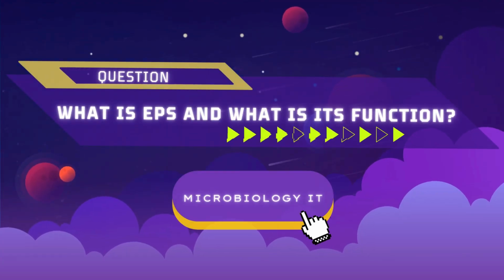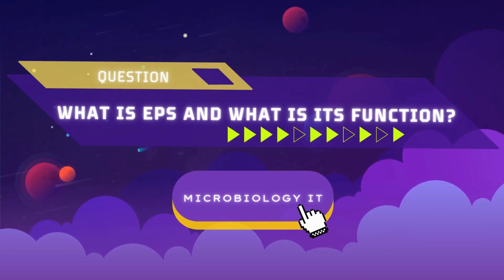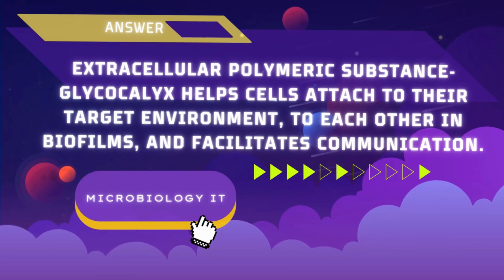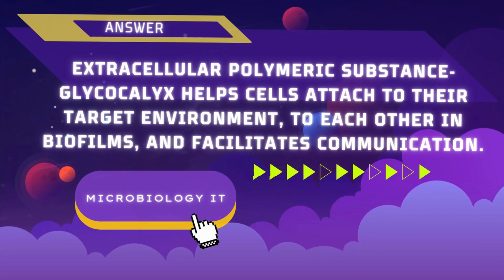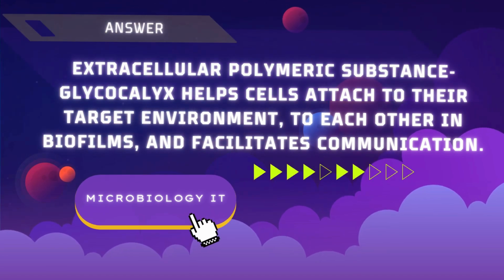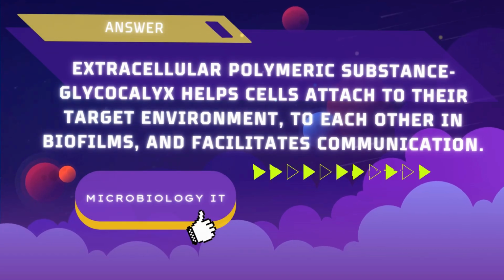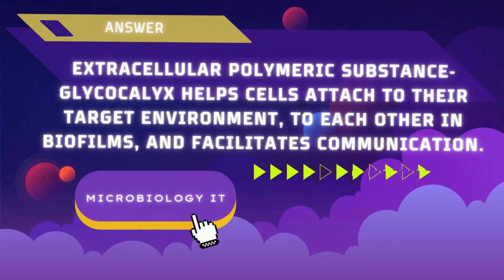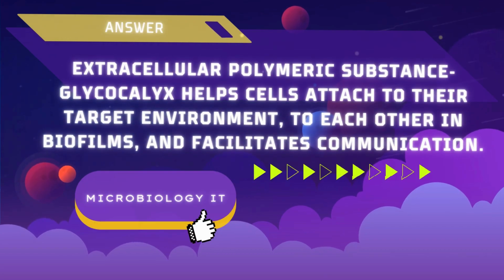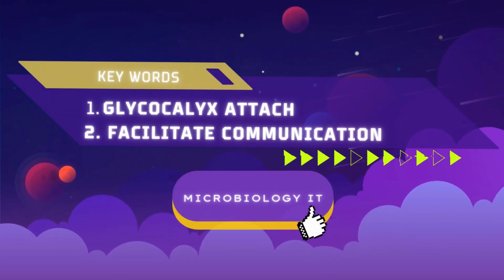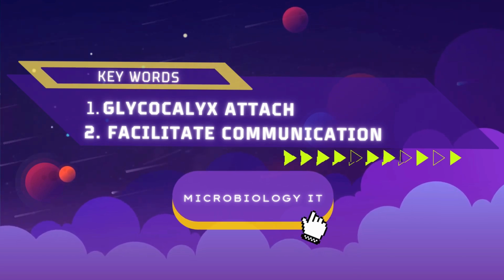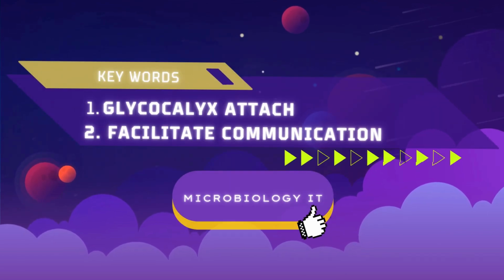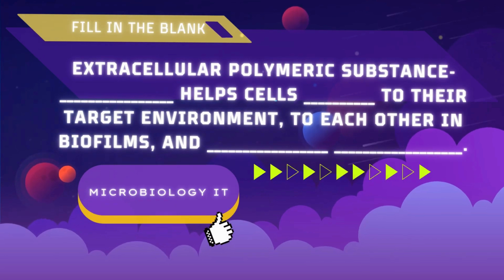Question time. What is EPS and what is its function? Well, the answer: extracellular polymeric substance, that's EPS. Glycocalyx helps cells attach to their target environment, to each other in biofilms, and facilitates communication. Keywords to remember: 1. Glycocalyx, attach. 2. Facilitates communication. Now it's time to fill in the blank.